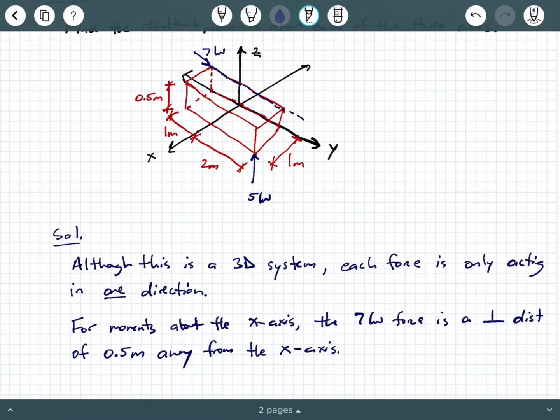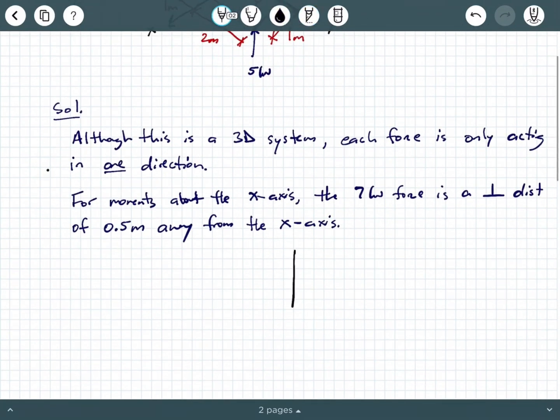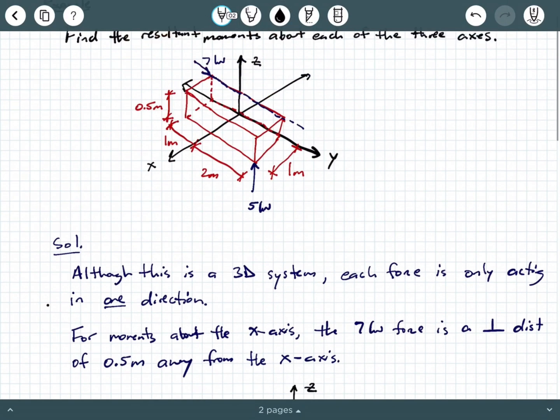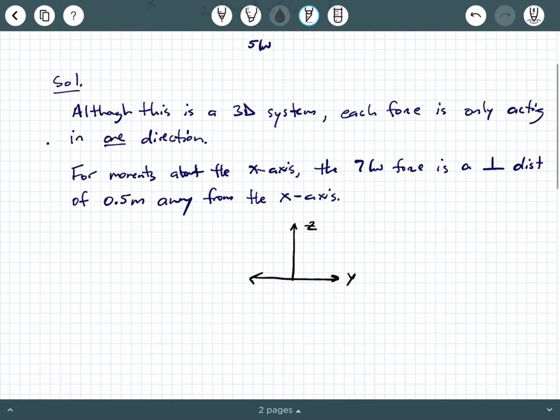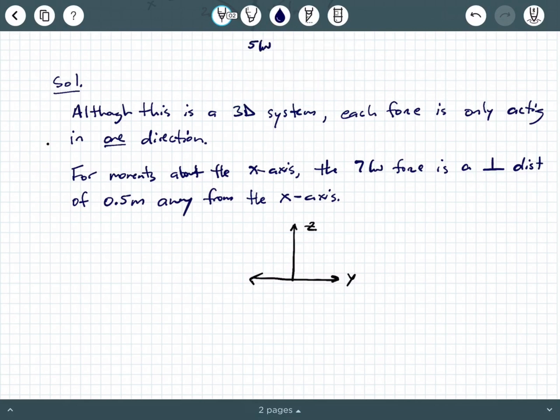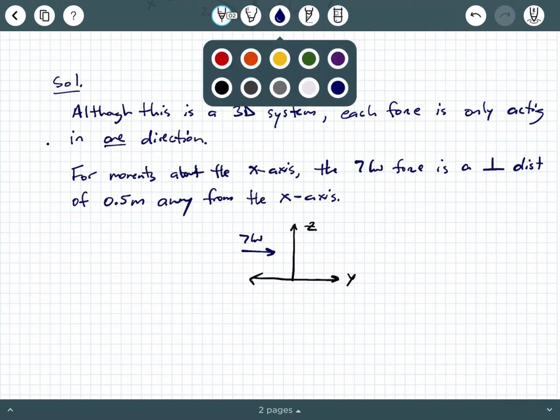So this 7 kilonewton force would tend to cause a rotation about the positive x-axis. If you want another way to visualize it, you can look at it this way. We can look at the YZ plane. Okay, so I'm looking at the YZ plane, and if I look at that YZ plane, here's my 7 kilonewtons. Okay, actually it's a little bit over here. Here's my 7 kilonewtons. And where's the x-axis here?